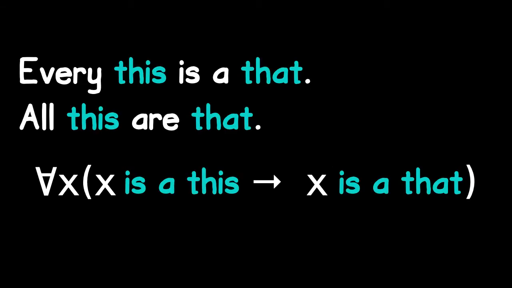This is a general pattern that we'll use again and again in translating into QL, when we want to say that everything which has one property also has another property. For a sentence of the form "every this is a that," or a sentence of the form "all this are that," we translate it using a universal quantifier, for all x, and a conditional. So we say, for all x, if x is a this, then x is a that.